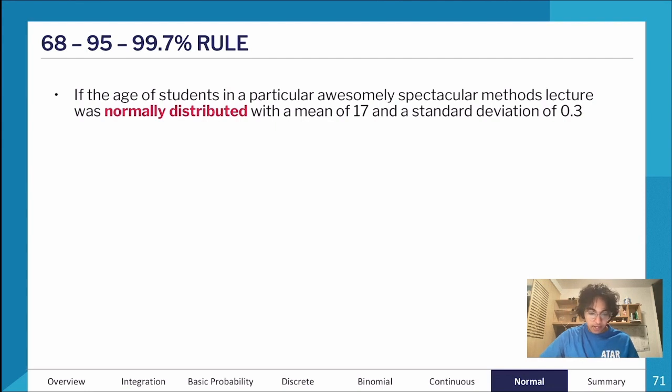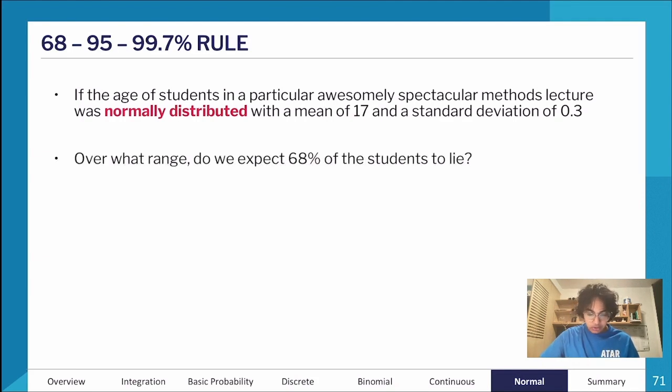So let's have a crack at this. If the age of students in a particular awesomely spectacular methods lecture, maybe this one, was normally distributed with a mean of 17 and a standard deviation of 0.3, over what range do we expect 68% of the students to lie?